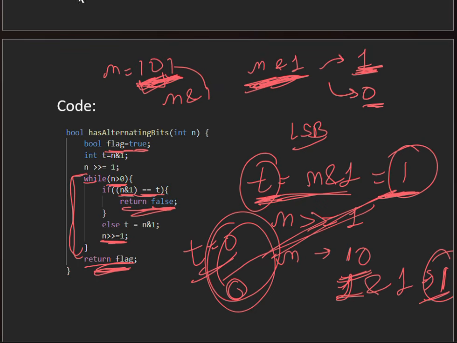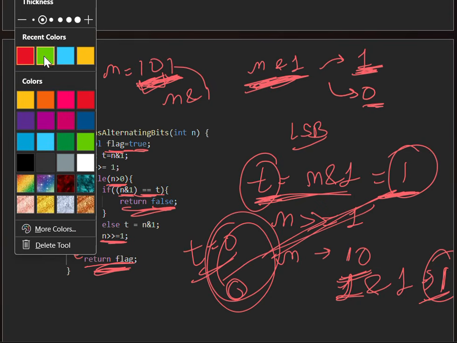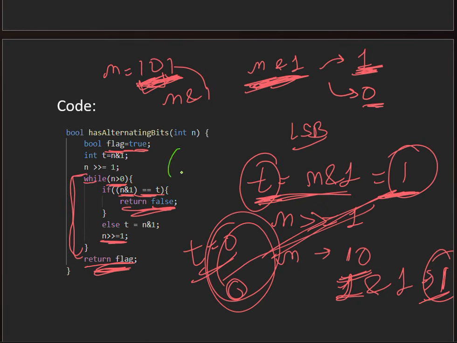So the one point that I want to highlight is this statement. I have written (n AND 1) equal to t. I have put this in a bracket because the precedence of equal to is higher than AND. So if we write n AND 1 equal t without brackets, it will be considered as n AND (1 equal t). So make sure to use these brackets over here.